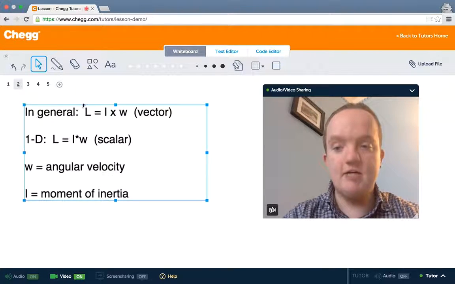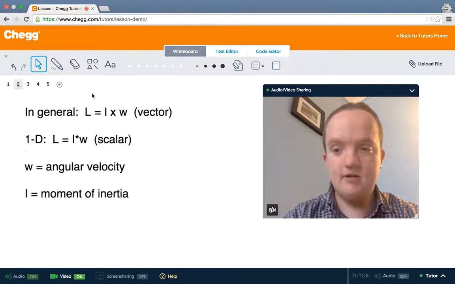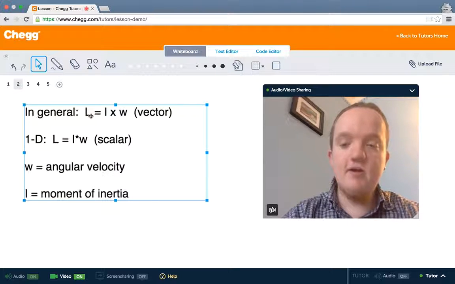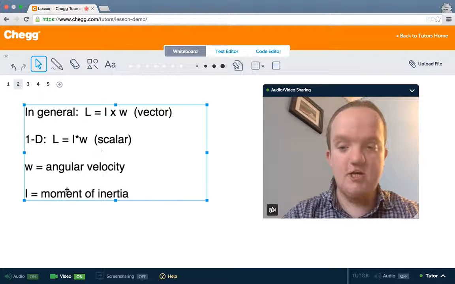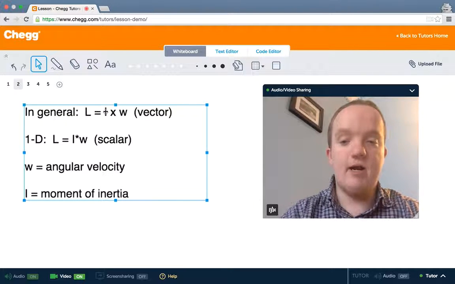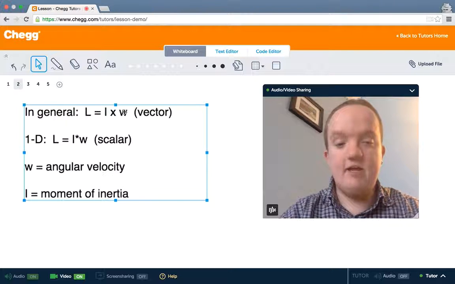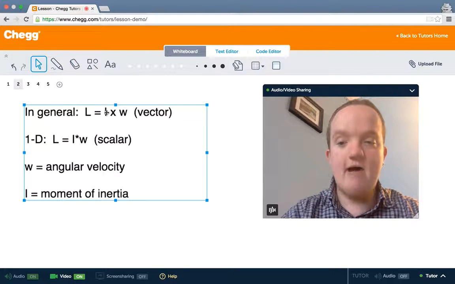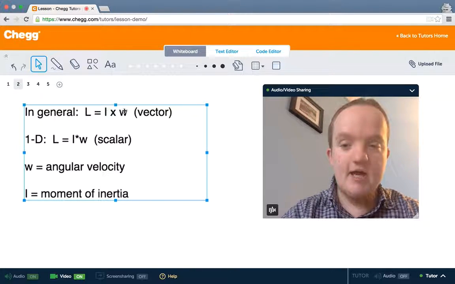If L is angular momentum, then we have L here. It's a vector. It's a cross product between I, the moment of inertia, which is the equivalent of mass for a rotating body, and W, or omega, the angular velocity. So we have a mass-like term and a velocity-like term, but applied to rotating bodies.